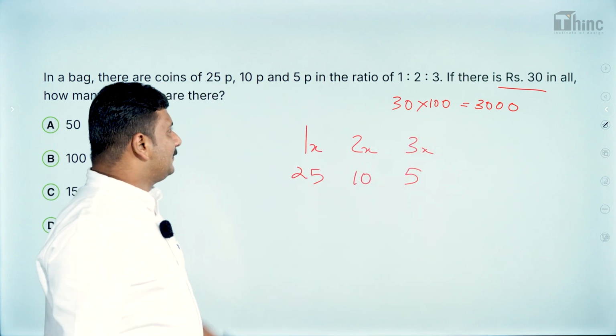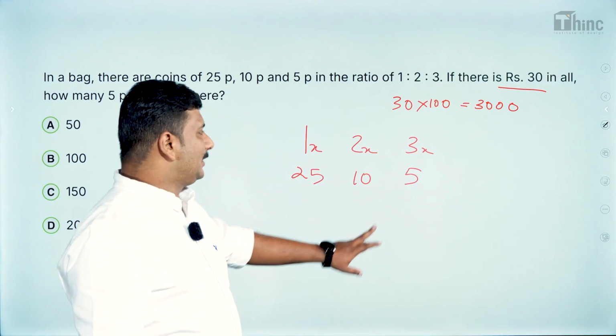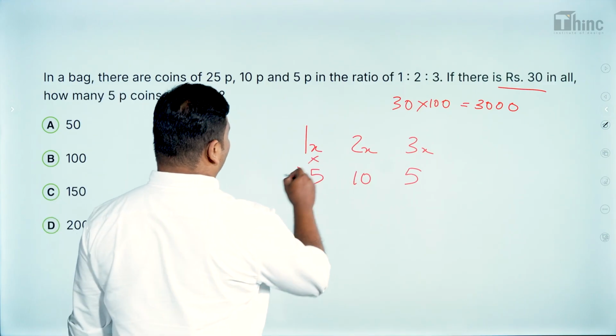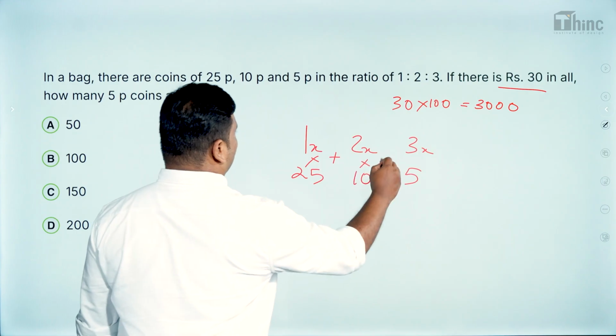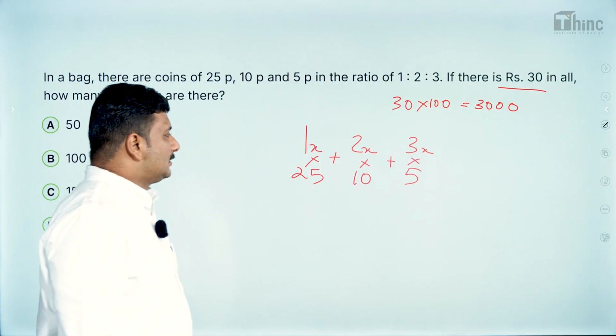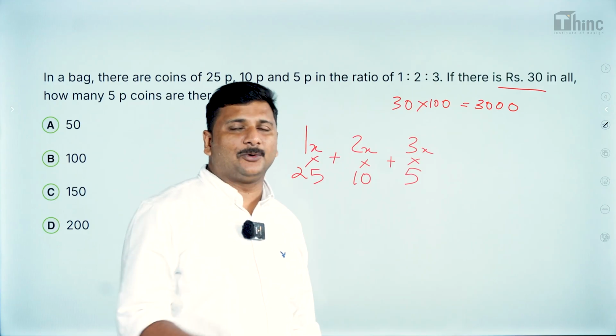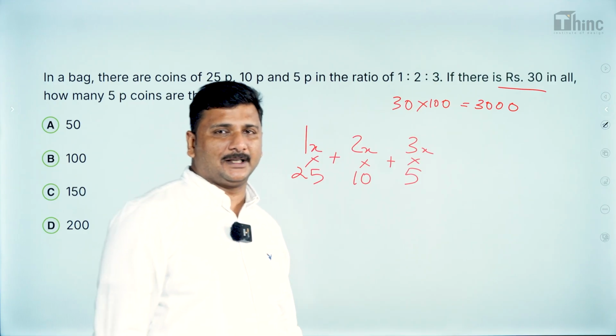So we have 1x number of 25 paise coins, 2x number of 10 paise coins and 3x number of 5 paise coins. So total number of paise will be 1x into 25 plus 2x into 10 plus 3x into 5. So why am I multiplying it? Let's say I have 4 25 paise coins. So how much paise is in total? 4 into 25, 100 paise, right?